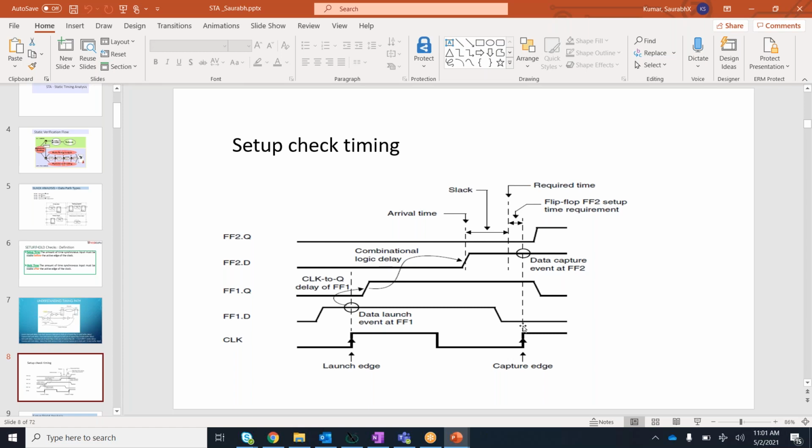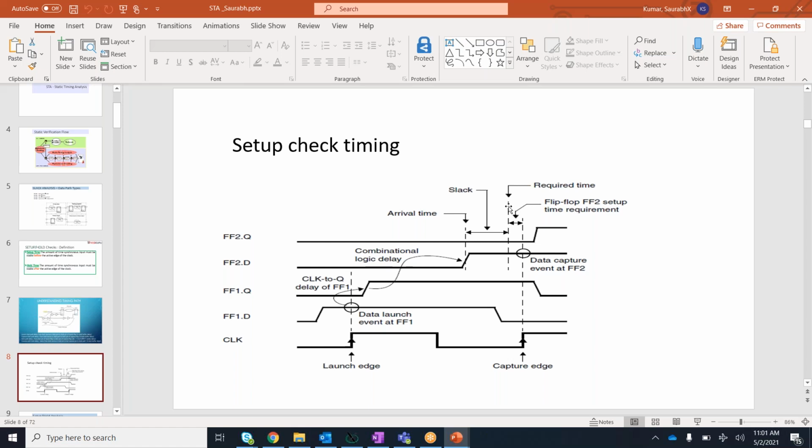So what is my required time? Time period minus this setup time is my required time. What is my requirement? All my data should reach before this boundary. Then only I will not have the setup violation.